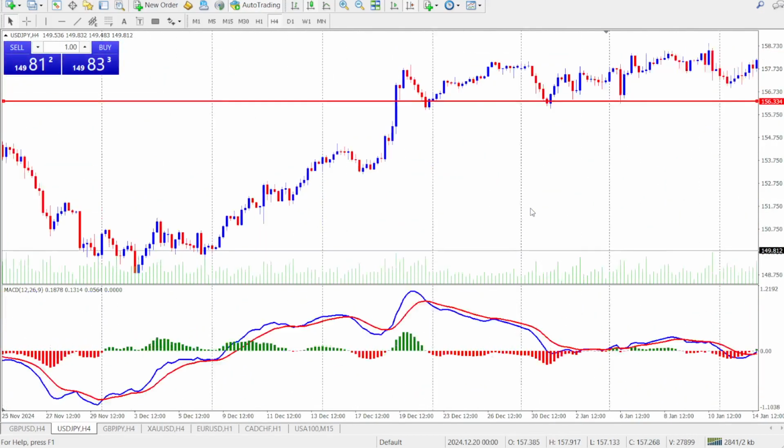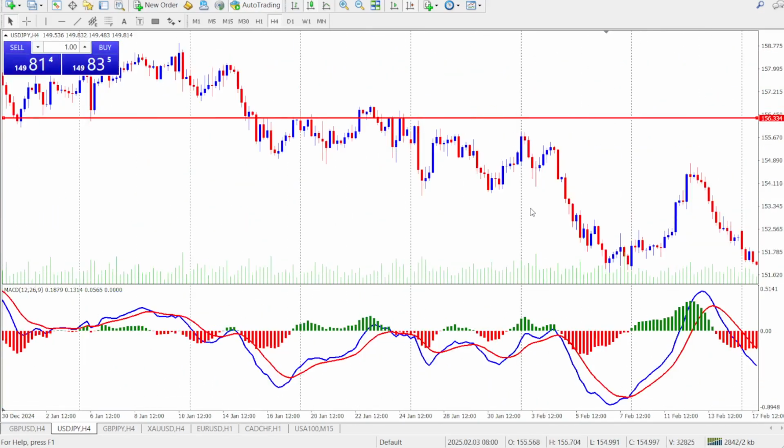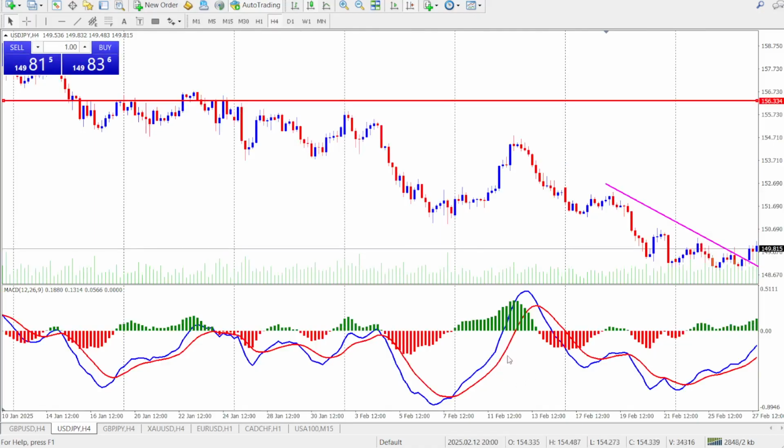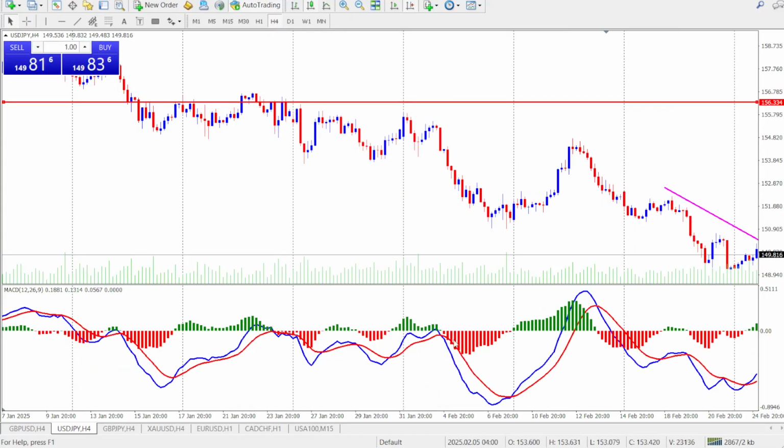And remember, just like I mentioned, if you want to catch trend reversals, make sure that the MACD line and the signal line have crossed above the zero level for a buy, or have dropped below the zero level for a sell. And ensure that you pay attention to the histogram bars. For a buy trade, the histogram bars should be green and above the zero level. For a sell trade, your histogram bars should be red and below the zero level.